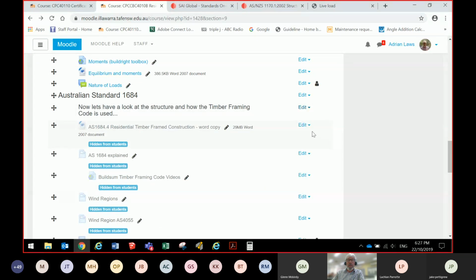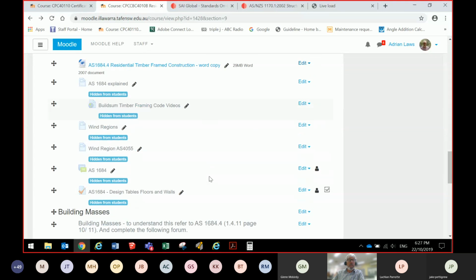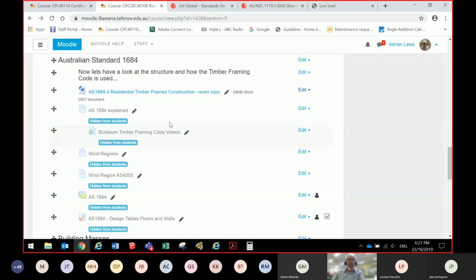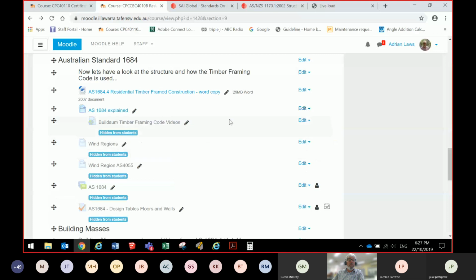There we go. There's a Word document here that's been put up for you of the Australian Standard. Now, whether it's exactly the latest one, I'm not quite sure. You pretty much always should go to the Australian Standard site to be able to get the latest one, just in case they're a little bit out of date.